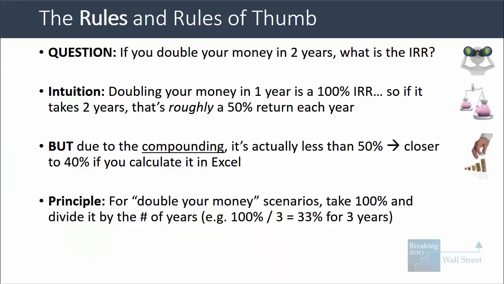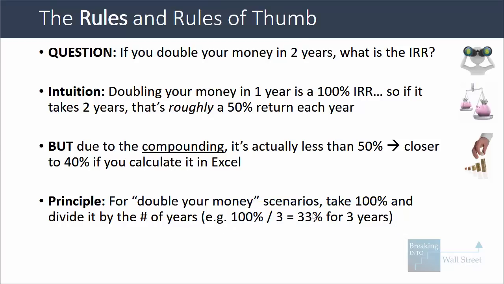So the idea here is that for these double your money scenarios where you get back twice what you put in, you take 100%, which represents the IRR if this only takes 1 year, and then you divide it by the number of years in the period. So 100% divided by 3 years is 33%. So if it takes you 3 years to double your money, that is 33%.